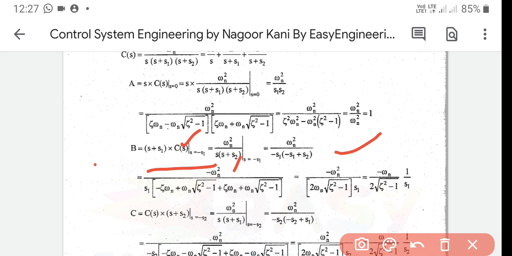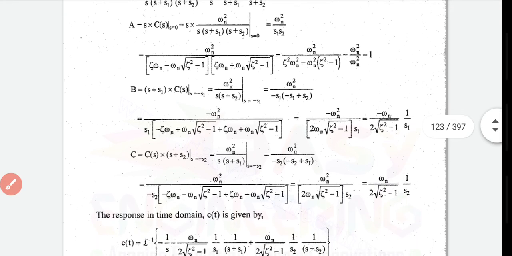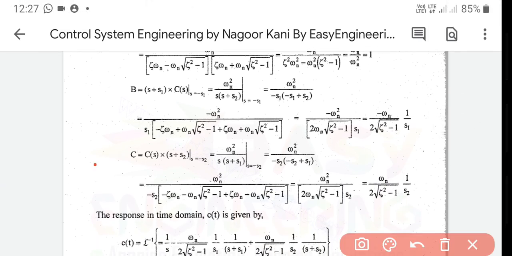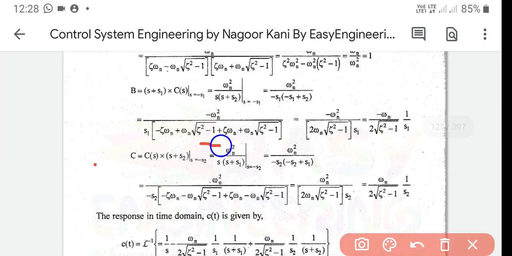Now you know the values of s1 and s2, so substitute the values of s1 and s2 here. Finally, after substituting the s1 and s2 values, you obtain the value as minus omega n by 2 into zeta square minus 1 into 1 by s1. You have to do the simplification process here.